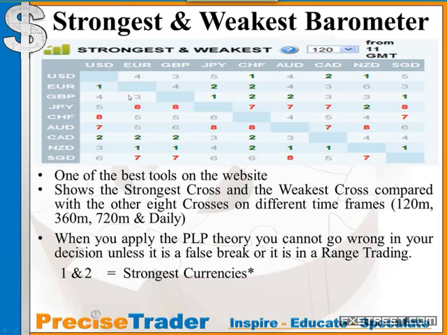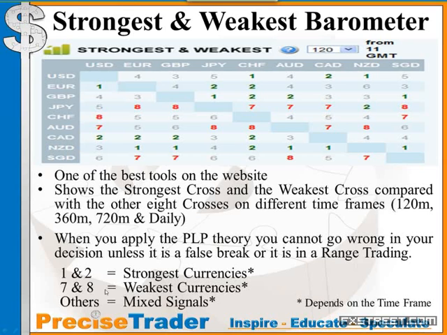1 and 2 are the strongest. So basically, when you look at the tools, 1 and 2 will indicate the strongest cross, especially horizontal against the vertical. That means, for example, okay, maybe let me show you the live one. 7 and 8 are the weakest currencies at the moment, and the other numbers that are grayed out are usually mixed signals. Okay, and of course, depending on the time frame.